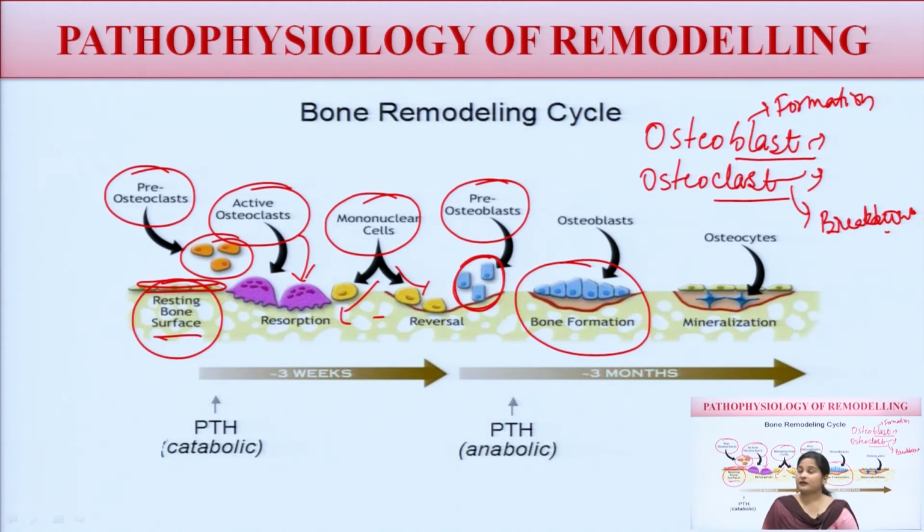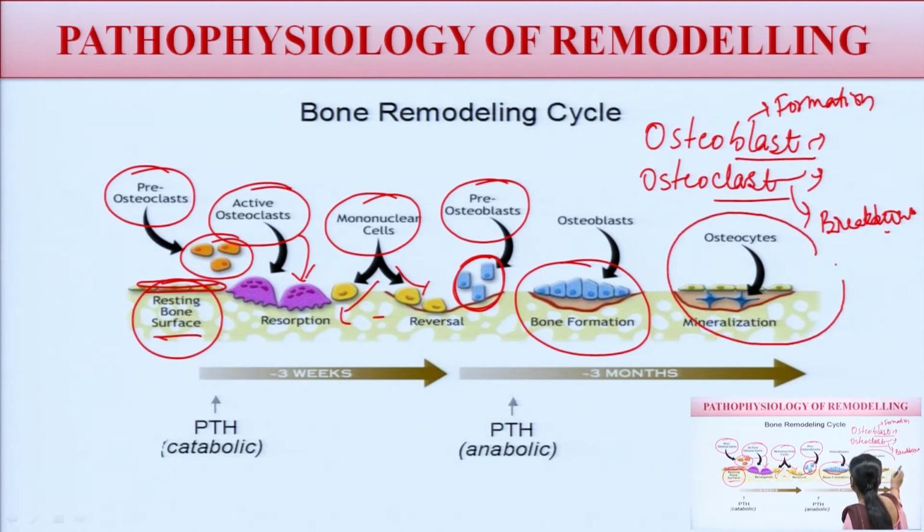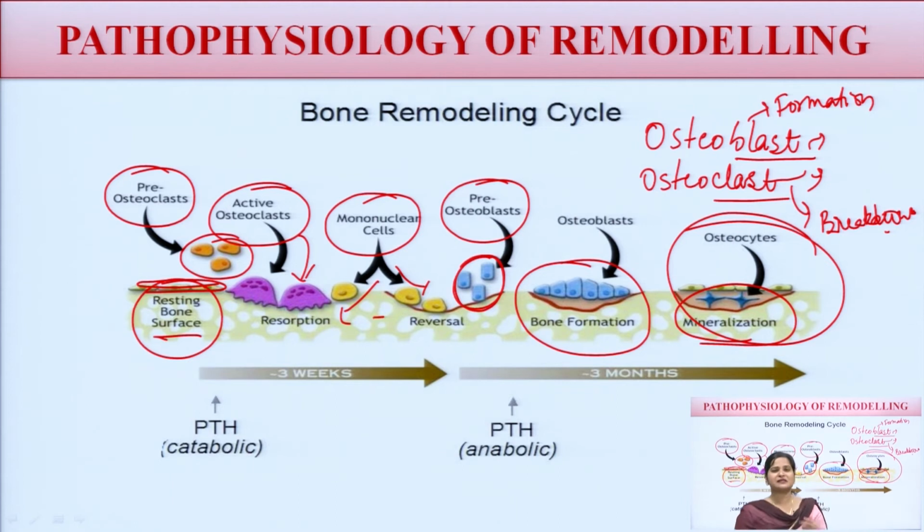And now the last one is osteocytes. These osteocytes are the cells which help in the formation of the bones. Osteo means bone cells, which help in the formation of bones with the help of mineralization. Mineralization means the different types of minerals which are used during the formation of the bone.